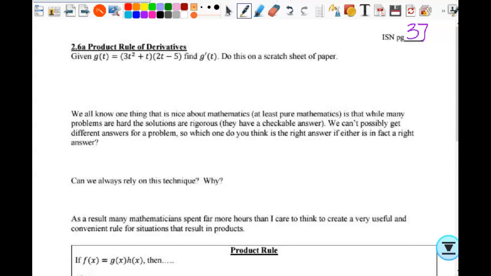So we're talking about the product rule of derivatives. We're given this g of t, and we have this function here, and we're going to find g prime of t. It says to do this on a scratch sheet of paper. We're not going to do this. What we're going to do is we're going to do this, and then I want you to do it right here. Okay? And you do that while I figure out where I left my drink.